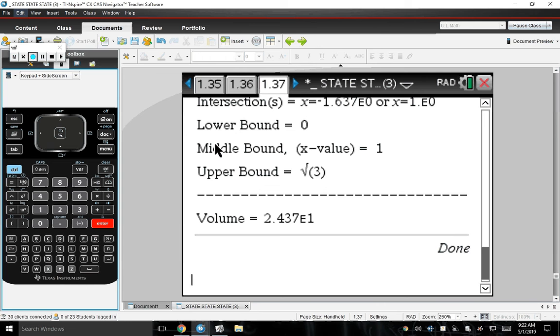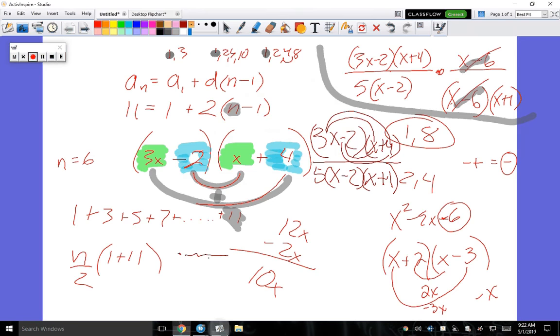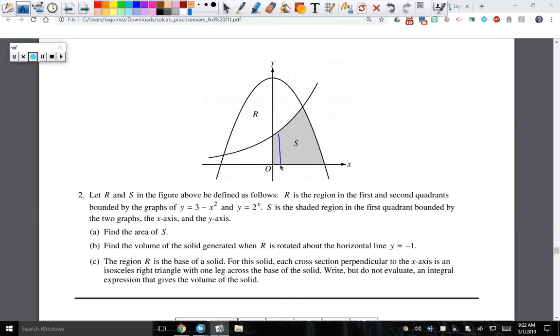That's for Calc BC. Okay, part C: the region R is the base of a solid. This is a really good problem. For this solid, each cross section is perpendicular to the x-axis. So that means perpendicular to the x-axis is parallel to the y. So all these cross sections are like this. And the things that are popping out are isosceles right triangles with one of the legs across the base of the solid. So they're isosceles, right?